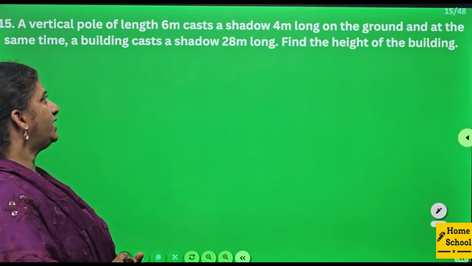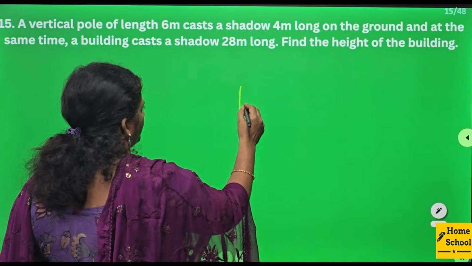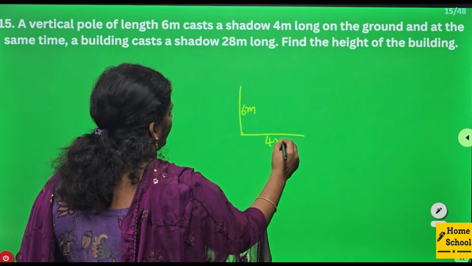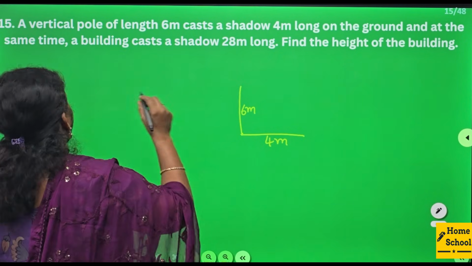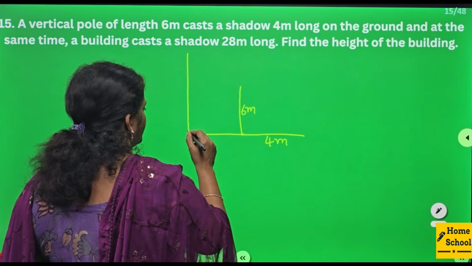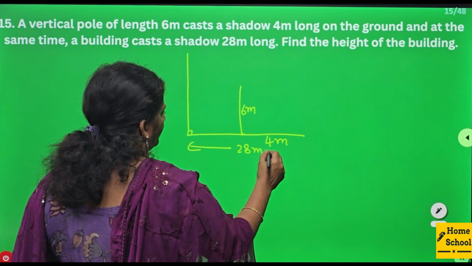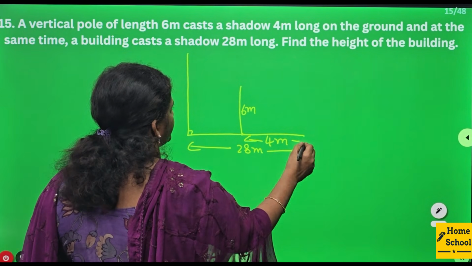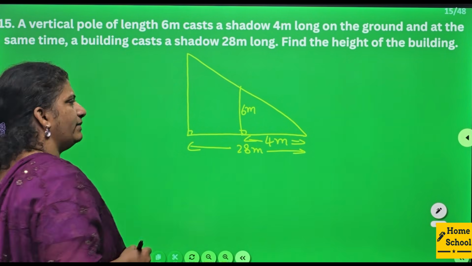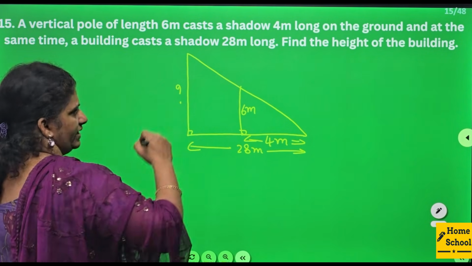15th one, a vertical pole of length 6 meters. Let us draw a pole. This is 6 meters. Casts a shadow 4 meters long on the ground, and at the same time a building. Let us imagine this is a building. Building casts a shadow 28 meters long. What is the height of the building is your question. So pole and building is perpendicular to the ground level. Therefore we need this one.